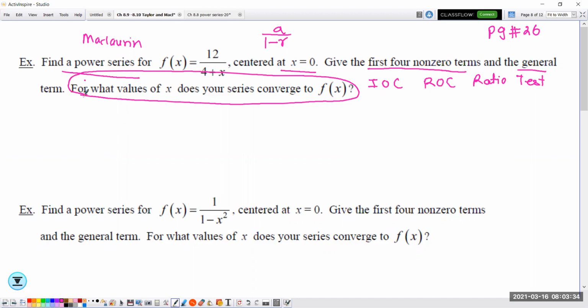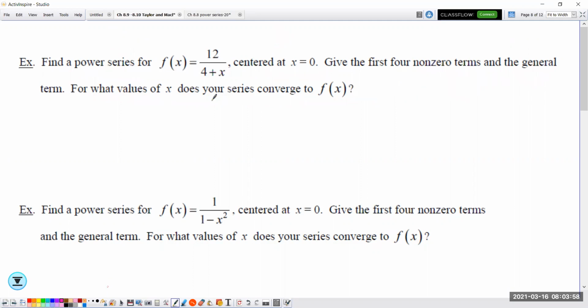Second thing, it's asking for what values of x the series converges. What this means is find the IOC. To find the IOC, we need to find the radius of convergence. To find the radius of convergence, we have to use the ratio test. Being effective and efficient, I don't want to do so much work. So how can I make a connection as a geometric series? So I'm going back here. How can I rewrite as a over 1 minus r?